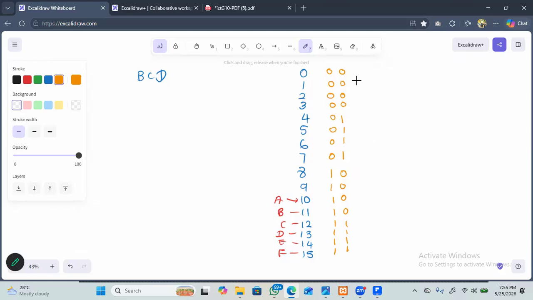Exactly. 2 zeros, 2 ones, repeated down the column. Then what should be my next column, dear? Tell me. It's not 1 0. It's not 1 0.